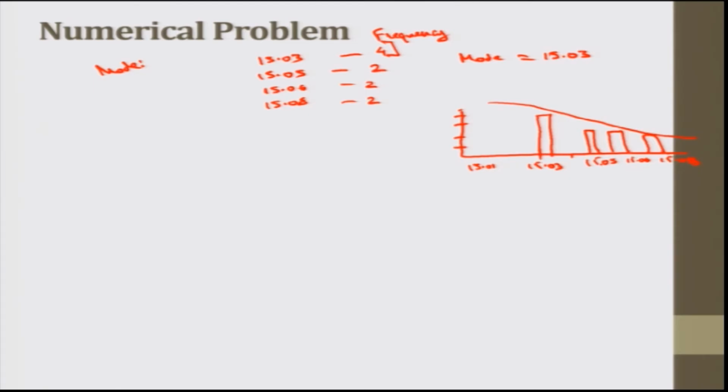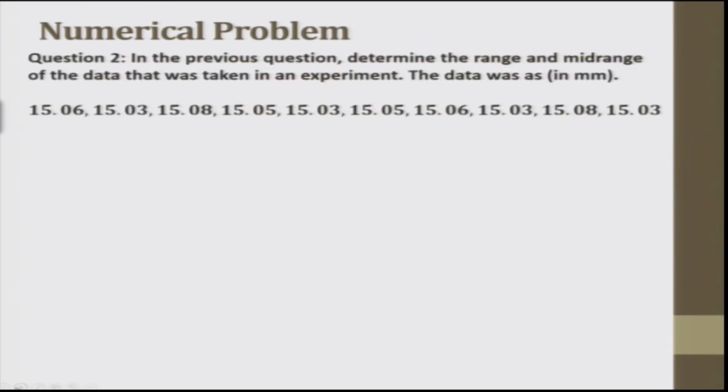Next, we can also calculate the measures of dispersion here. Again we have taken the same values and we need to find the range and mid range of the data that was taken in the experiment. The range is the highest value minus the lowest value. The highest value here is 15.08 and the lowest value is 15.03. So, this is the difference between the two, that is equal to 0.05.